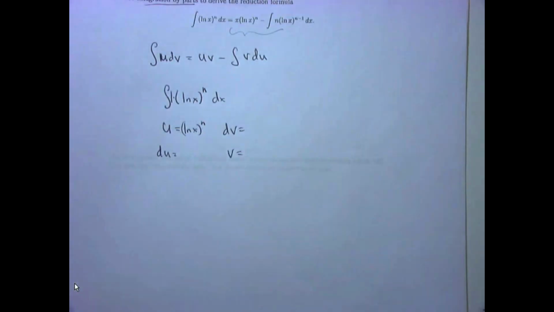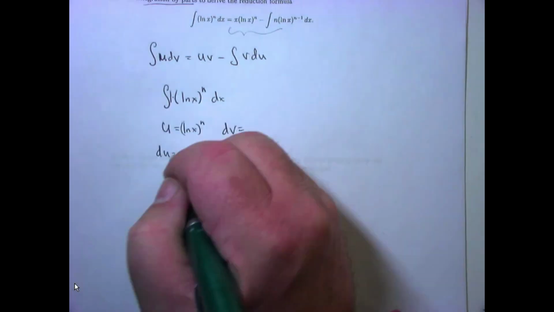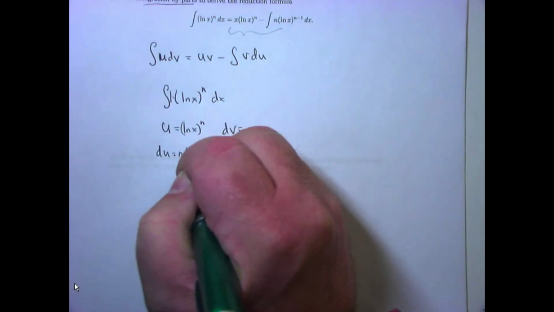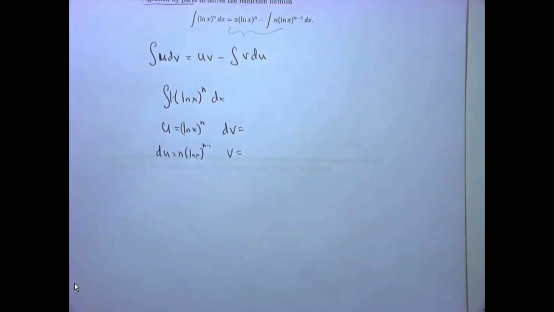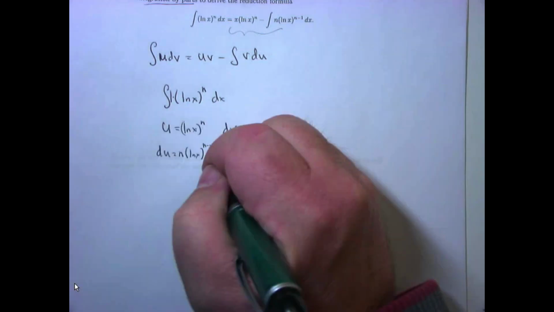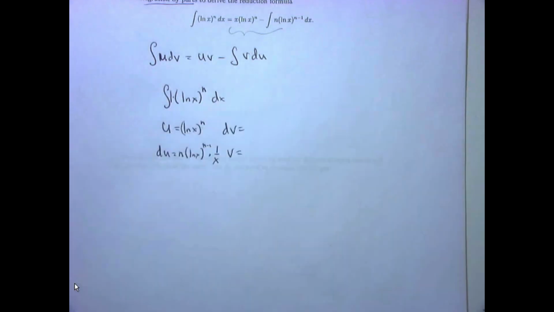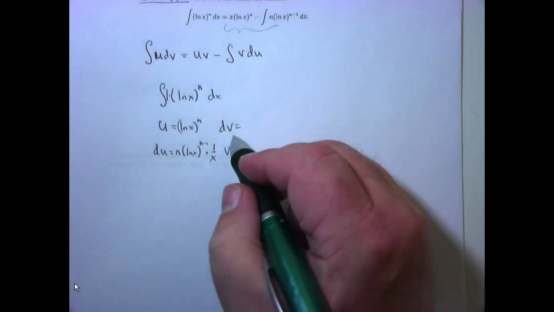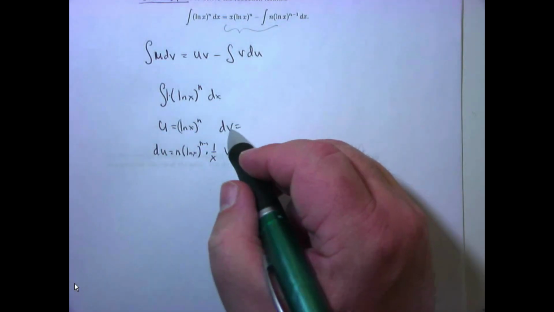So therefore, what would the derivative be? Calculus 1, chain rule. n comes out front, natural log of x raised to the what? n minus 1, but it's chain rule. Times the derivative of the outside, inside stays the same, times the derivative of the inside, which is 1 over x. This is what we were looking for. Now dv.